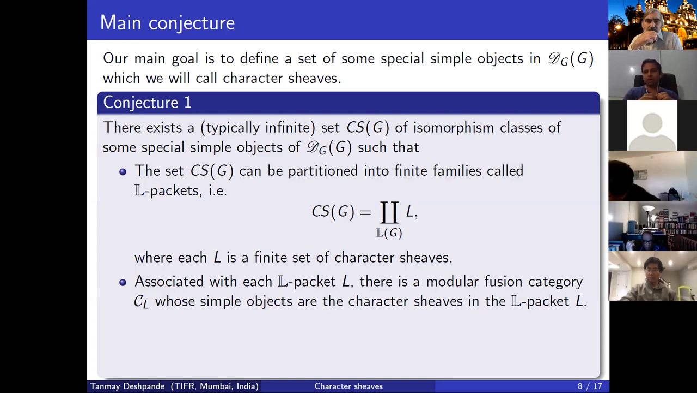let's work over reductive groups. If we take two character sheaves, then their convolution contains character sheaves from different Lusztig packets. However, it's possible to define a truncated convolution which lies within the same Lusztig packet. So associated with each Lusztig packet, we hope that we can define some sort of truncated convolution, and this truncated convolution will give it the structure of a modular fusion category.